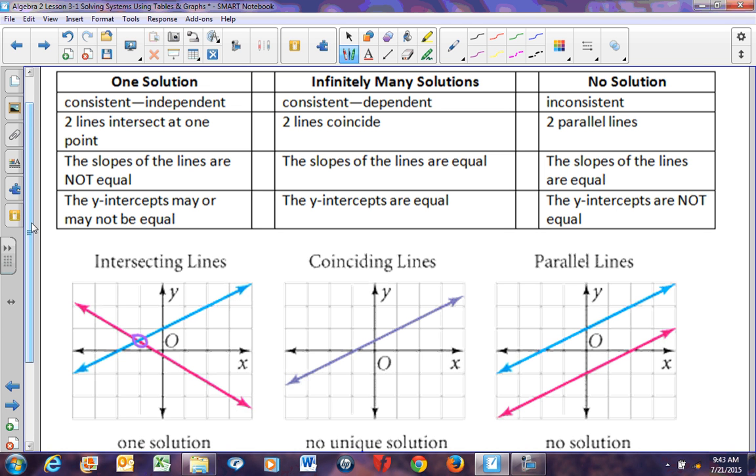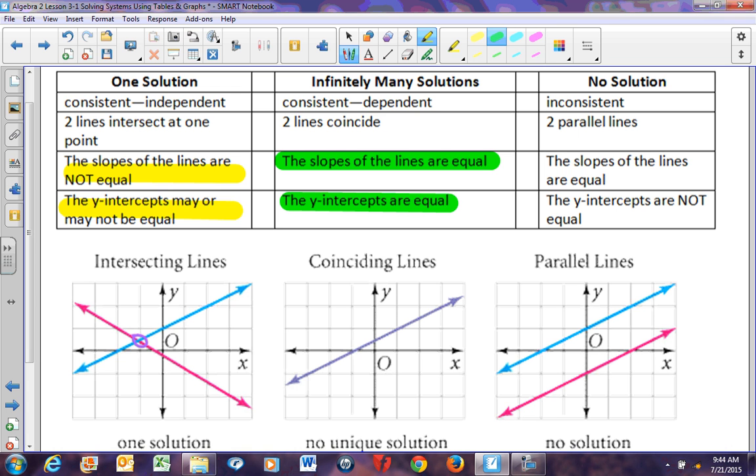If it has infinitely many solutions, it's consistent, it's dependent, the 2 lines coincide, which in other words means they land on top of each other, which means the slopes of the lines are equal and the y-intercepts are equal. These are the things that you need to be paying attention to in these systems. The slopes are not equal here, and the y-intercepts may or may not be equal. Here, slopes are equal, y-intercepts are equal. If it's no solution, they're inconsistent, you have parallel lines. That means slopes of the lines are equal, but the y-intercepts are not equal. Okay? So that's what we're looking at.